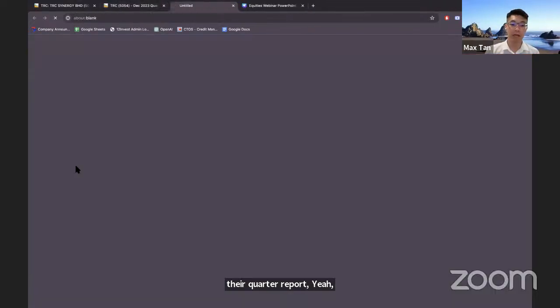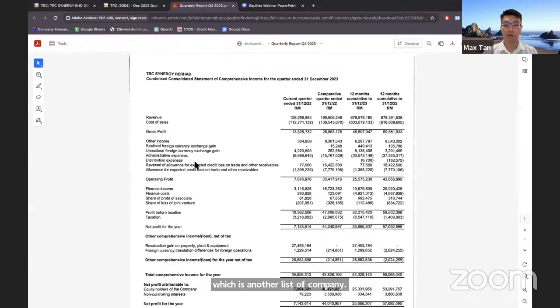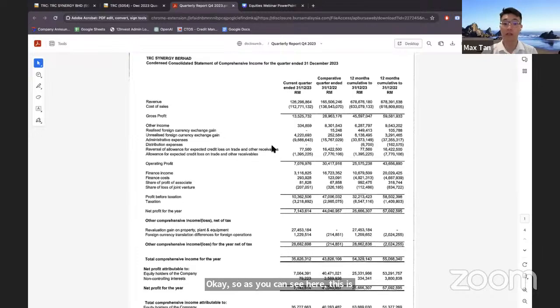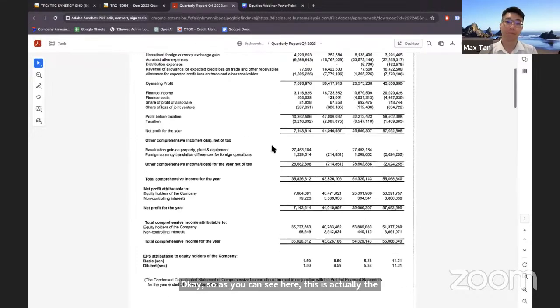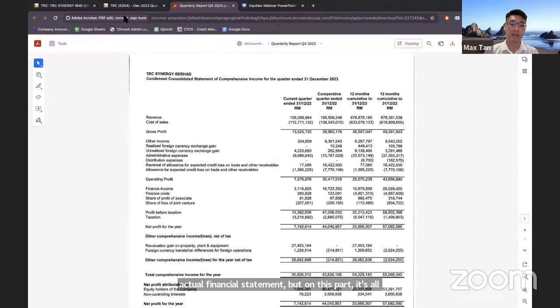Number one, which is this part. Okay, sorry, my line a bit slow. Probably need to complain to Time later on, which is another listed company. Okay, so as you can see here, this is actually the actual financial statement. But on this part, it's all numbers, right? There are some companies that do this.